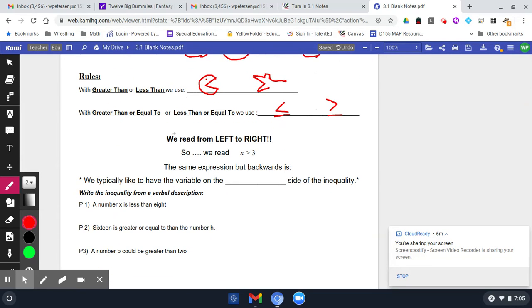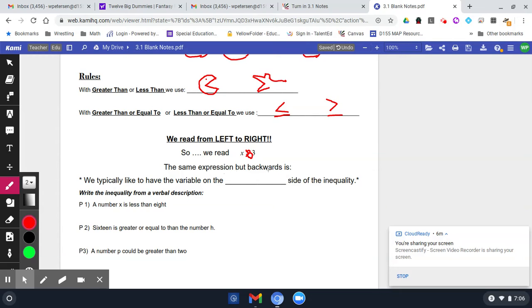We always like to read from left to right. So we would read this as x is greater than 3 because the sign is eating the 3. Again, our greater than symbol wants to be eating the bigger number, and it's telling us that x is going to be the bigger number because we drew a Pac-Man there. It is eating it, right? That's a sloppy Pac-Man, but you got the point.